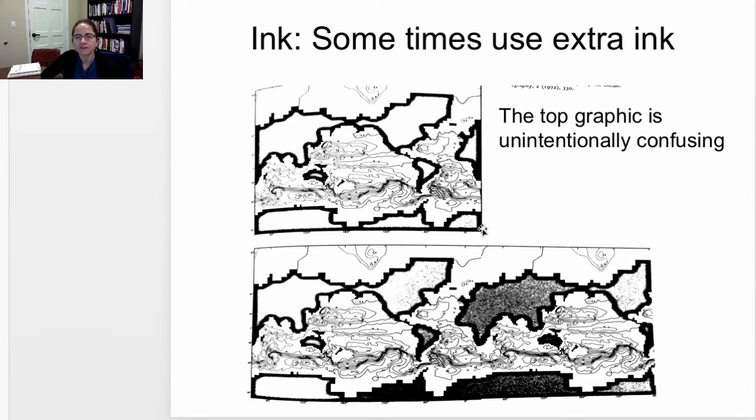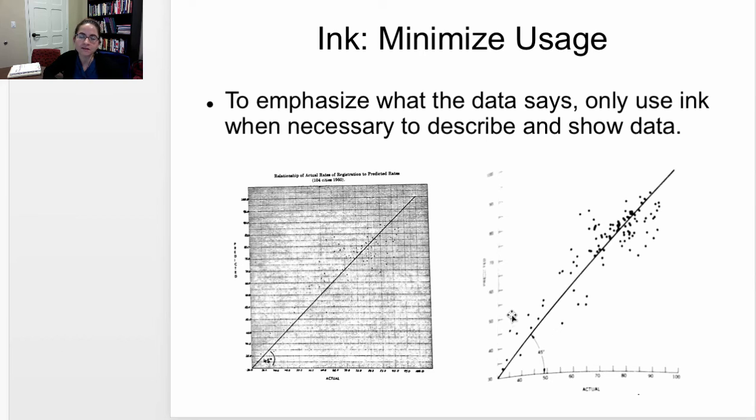So the top graph is unintentionally confusing because you don't have enough context to interpret it. So even though this extra part is redundant, it's still extraordinarily useful for interpreting the data. And now, since we can see all of North America and all of South America, and then we can see Europe and Africa as one whole continent, it helps us understand what's going on with these water currents. Note that you don't see the Mediterranean in between Africa and Europe. So sometimes you need to use extra ink, but usually you really want to just get rid of ink when you don't need it.